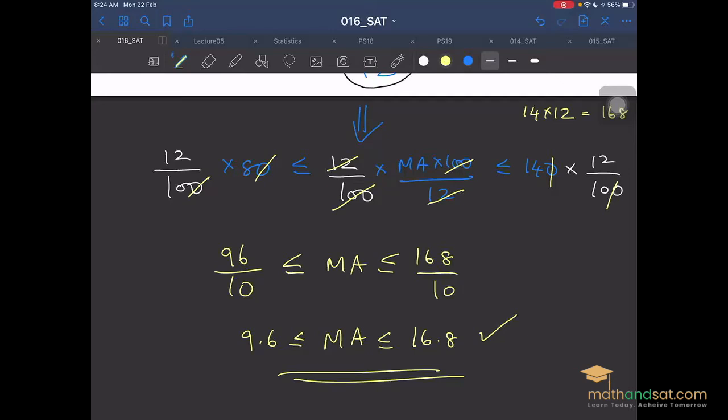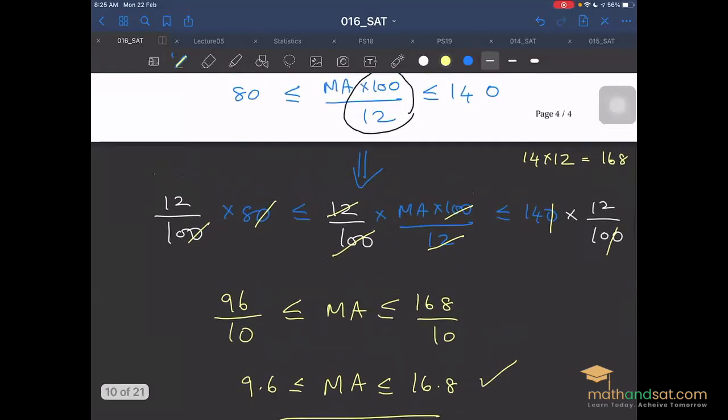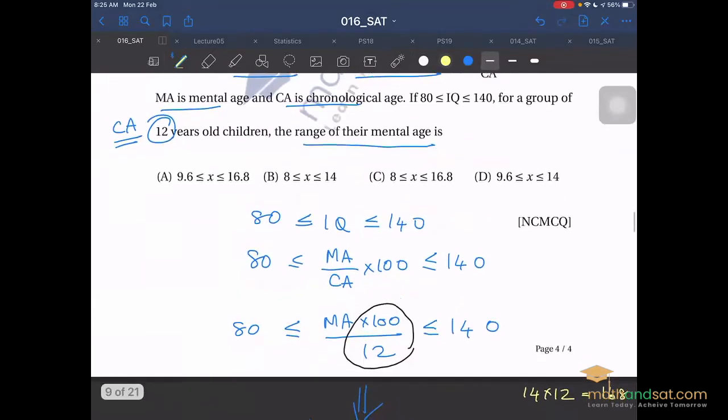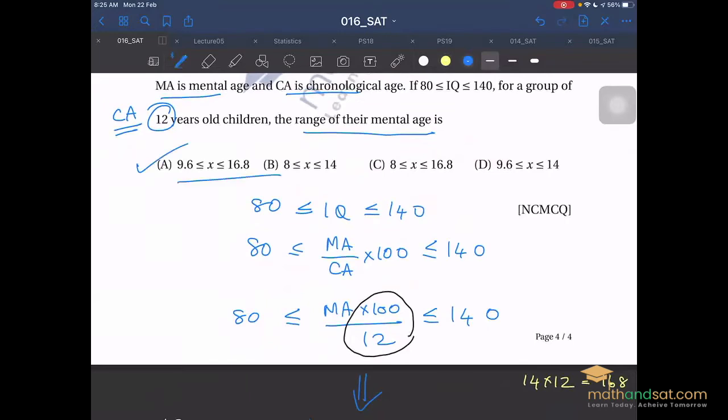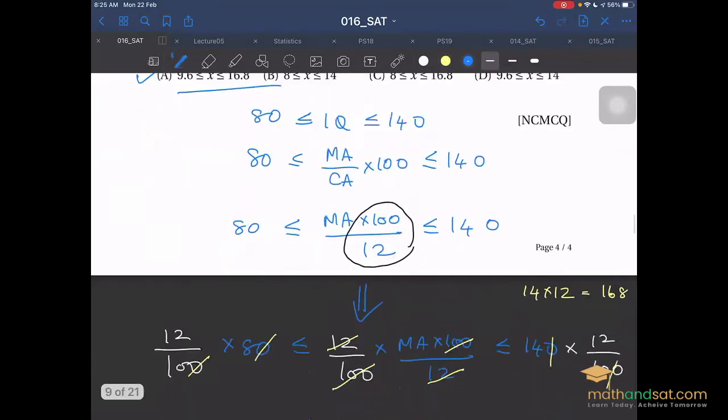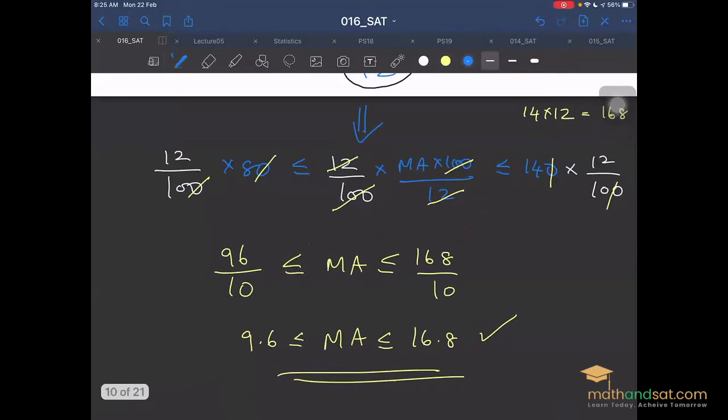All right. So this is fine. Is there any confusion? No. It's fine, right? So our answer is A. The value is between 9.6 and 16.8. Here we have done it in one single step. We could have taken two inequalities separately and done it that way as well, but I've done it in one single step.